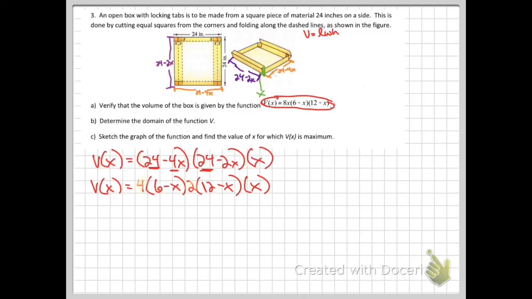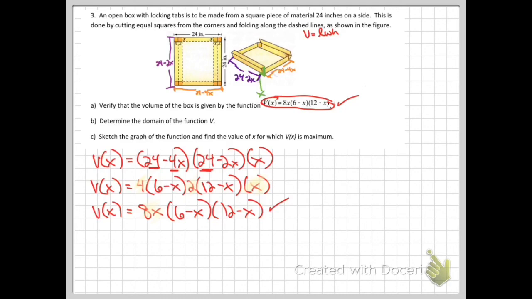Multiplication, it doesn't matter what we multiply together first, so let's multiply those singletons together first. 8x. And then we'll multiply by the others. And now it looks just like the volume equation is supposed to look.